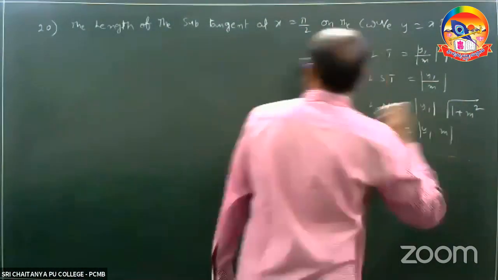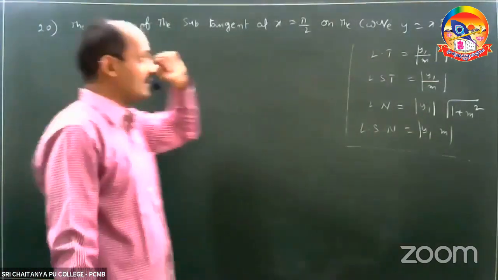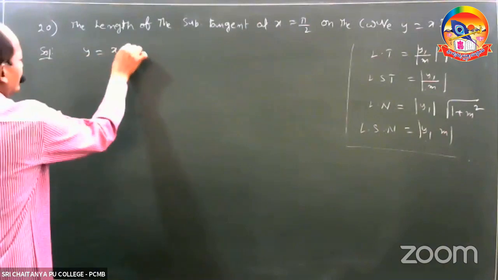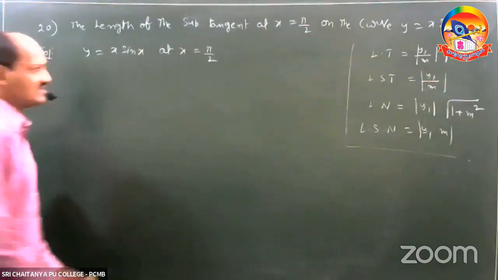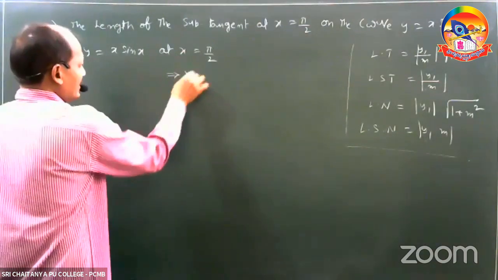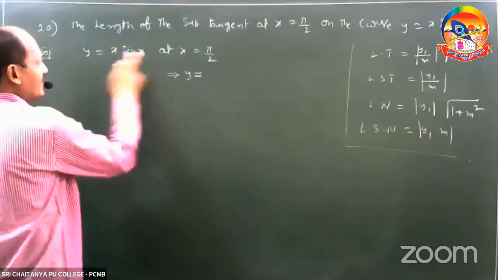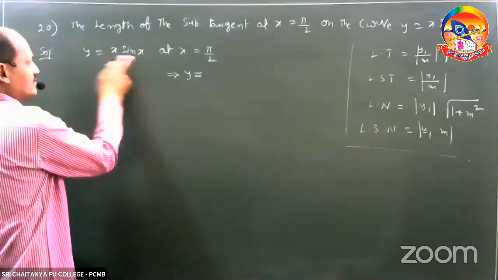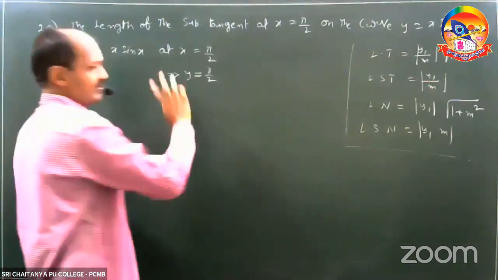These are the formulas. So here, find the length of subtangent at x equal to pi by 2 on the curve y is equal to x sin x. If x is equal to pi by 2, what about the y coordinate? It is y is equal to pi by 2 into sin pi by 2. Sin pi by 2 value is 1. So y is equal to pi by 2. So clearly the ordered pair is the point pi by 2 comma pi by 2.